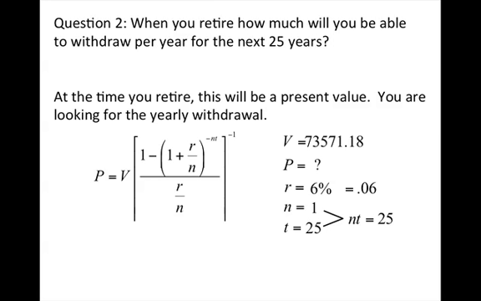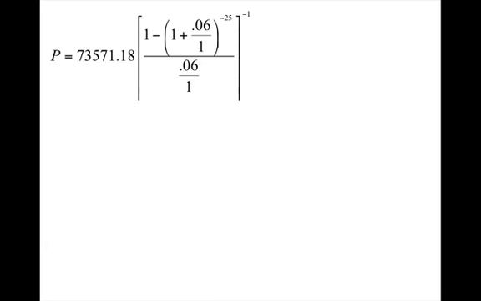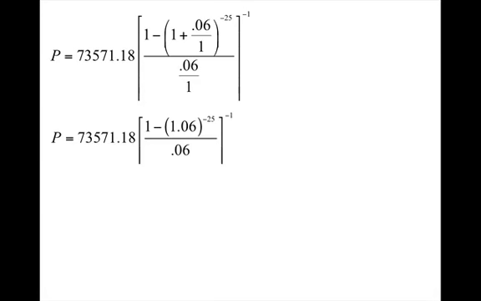So plug these values into your calculator. So you get 73,571.18 times 1 minus 1 plus 0.06 divided by 1 raised to the negative 25th power. All of that's divided by 0.06 divided by 1. And then that bracket is raised to the negative 1 power. So just like with the previous examples, to make the calculator part easier, I'm going to divide the 0.06 by 1s.